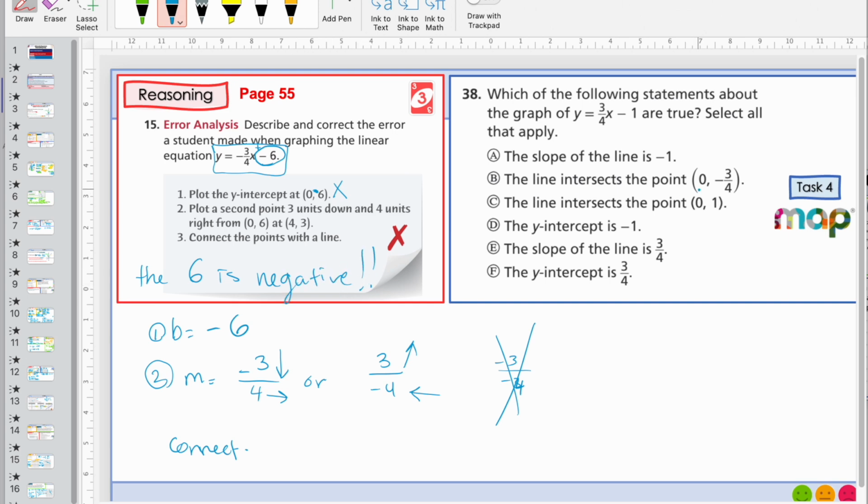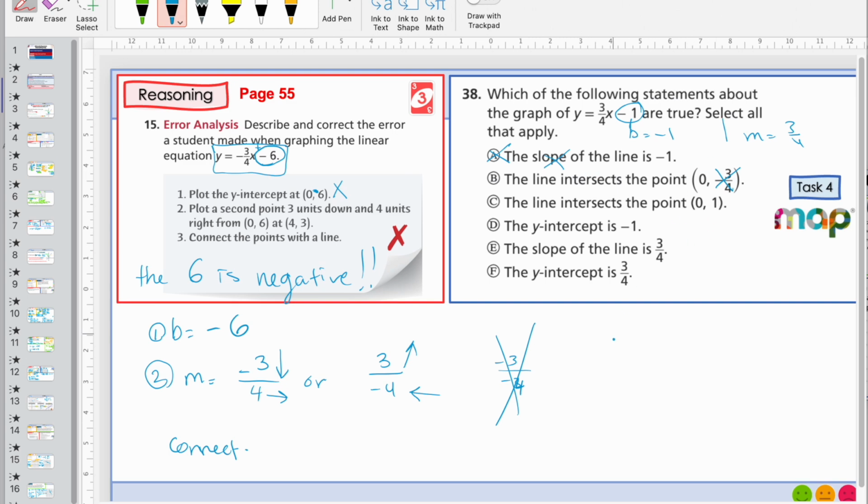That's the only mistake. Which of the following statements is correct about this graph? First of all, B is, I can see it, it's negative 1. M is 3 over 4. Let's see. The slope of the line is negative 1. No, that's the y-intercept. That's not correct. The line intersects the point 0, 3 over 4. Nope, that's the slope. It has nothing to do with the point.